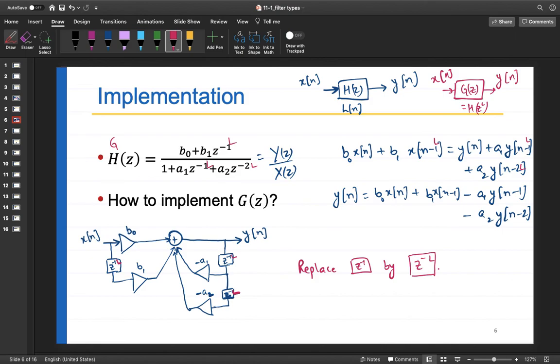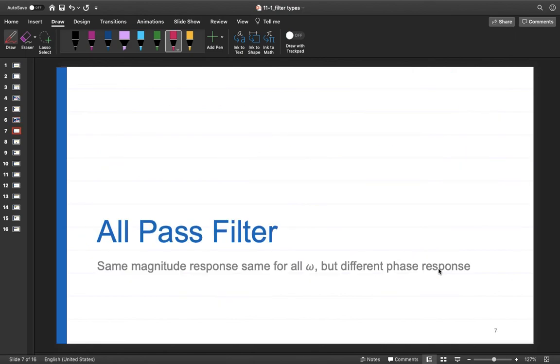Okay, so this is all about the comb filter, and in the next discussion we'll discuss another kind of filter, which is called an all pass filter.